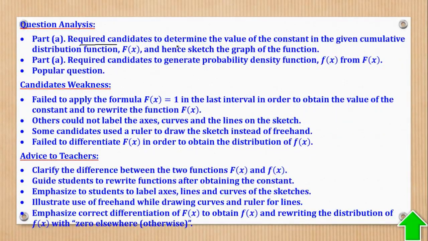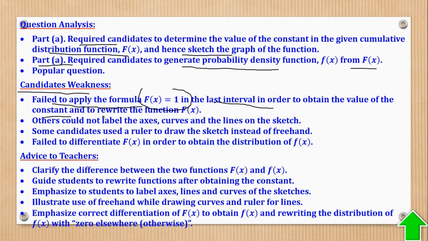So part A required candidates to determine the value of the constant in the given cumulative distribution function, and hence sketch the graph of the function. Part B required candidates to generate the PDF from capital F. So the weakness was that candidates failed to apply the formula F(x) equal to 1, the total probability must always be equal to 1, in the last interval in order to obtain the value of the constant. And also they failed to rewrite the function F(x). So after getting the constant, you must rewrite the function, capital F of x, with the constant substituted.